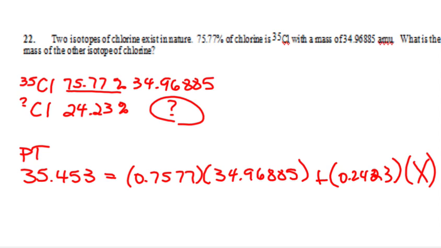The question is, why do I know that the percents add up to 100? In nature, everything adds up to 100. They told us there's only two isotopes. So if one of them was 75, the other has to be 100 minus that. If there's three isotopes, I wouldn't have been able to do this because I'd need more information. Okay, what'd y'all get?